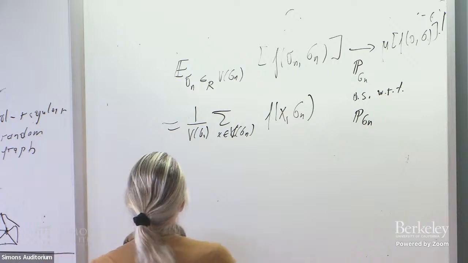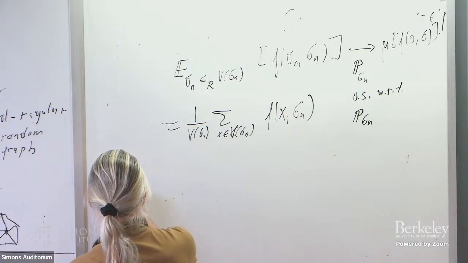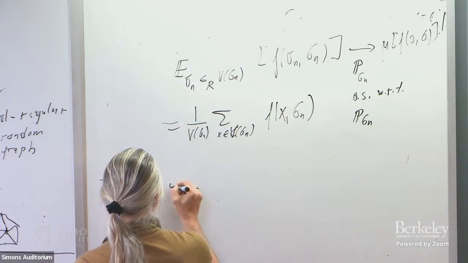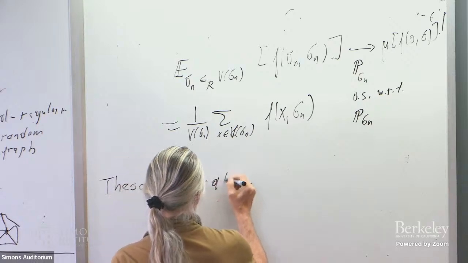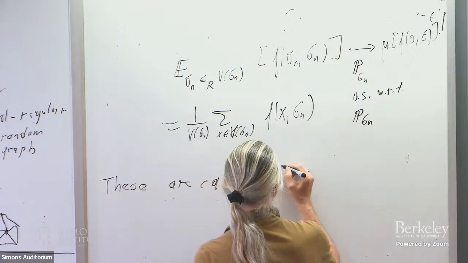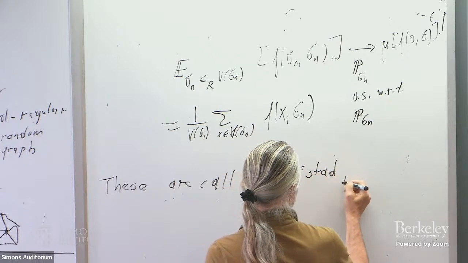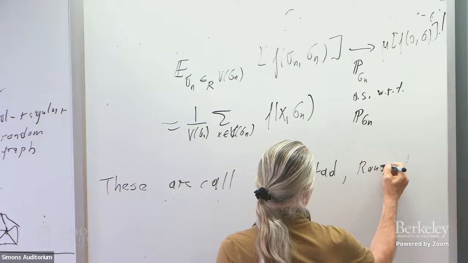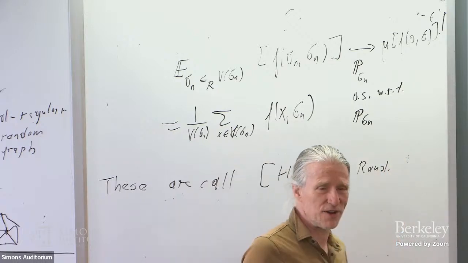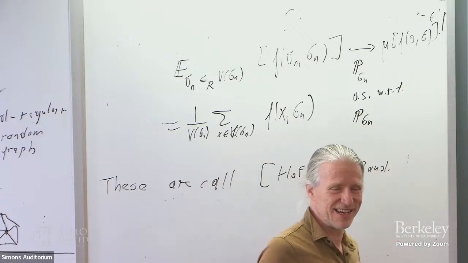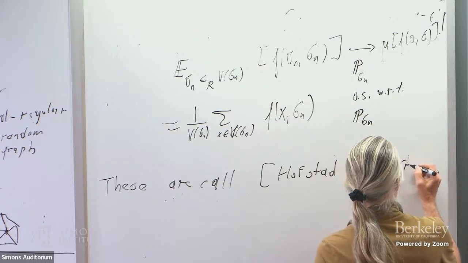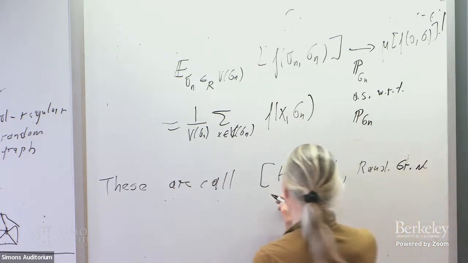Okay, so these are called, and I'm using the notation of Hofstad, Random Graphs and Complex Networks.